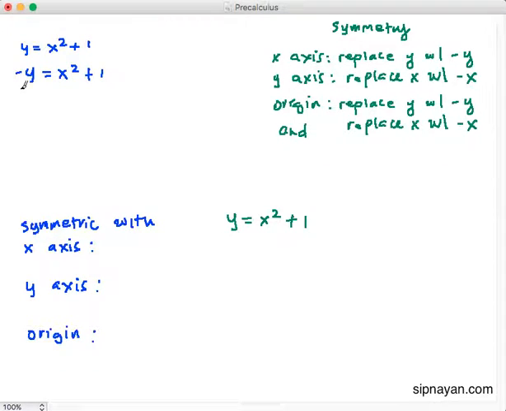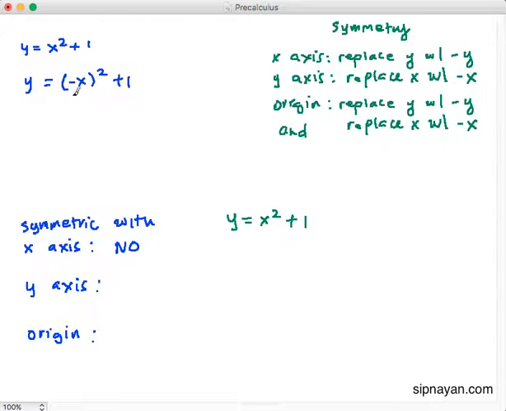There isn't, right? No matter what we do, this is it. Even if we manipulate it, this equation will never be equivalent to the original equation. So therefore, the answer here is no, it is not symmetric with the x-axis. Second, is it symmetric with the y-axis? For the y-axis, replace x with negative x, and then simplify. If it goes back to the original equation, then it is symmetric with the y-axis. So, y equals negative x, replace x with negative x, plus 1.